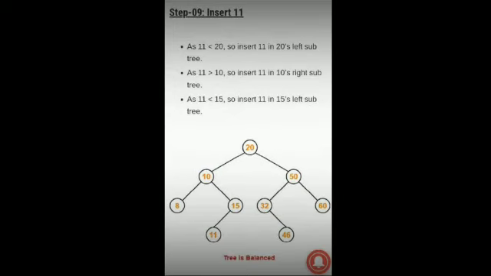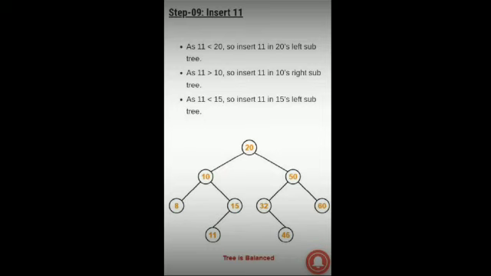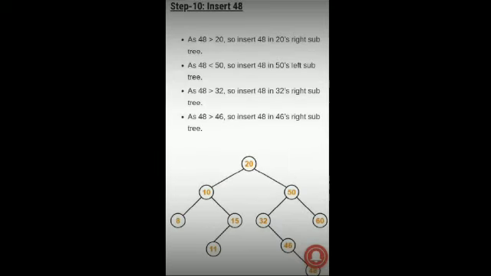The next element is 11. 11 is less than 20. So we need to insert this in the left subtree of 20. 11 is less than 15. So 11 is the left child of 15. The tree is balanced. The next element to be inserted is 48.